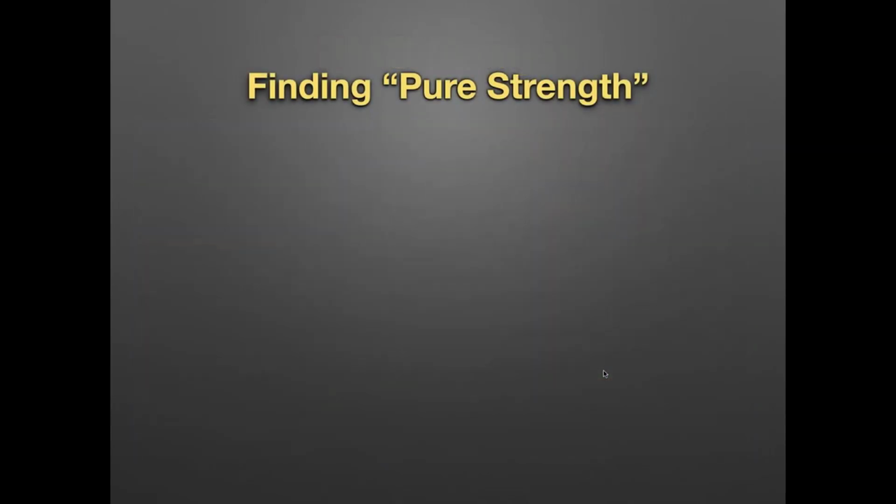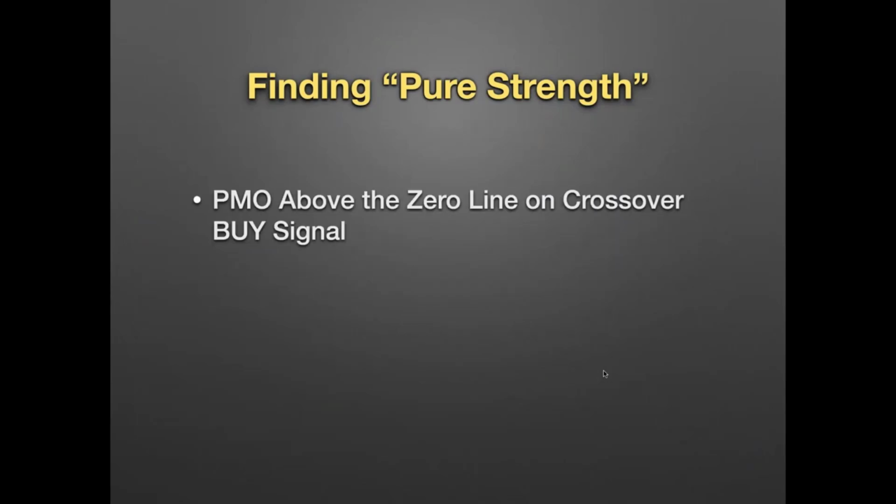So, finding pure strength. If the PMO is above the zero line on a crossover buy signal, that is pure strength. I mean, you've got the crossover that you want and it's sitting above the zero line, that is pure strength. Now I will say, because there's gray areas, if that PMO is above the zero line, but only just barely above that zero line, then your signal is probably looking at new strength, but not necessarily pure strength.